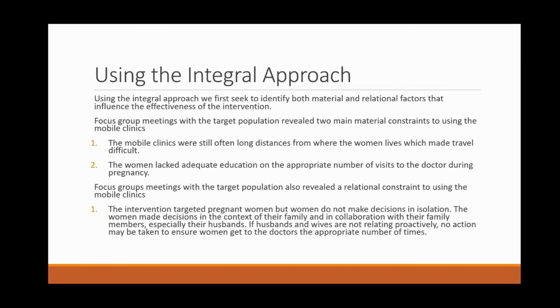And so the women are not making decisions in radical isolation, but their decisions are influenced by the way in which their husbands are relating to them and the way in which they're relating to their husbands. And so there's a relational constraint on the utilization of these mobile clinics. And if we are able to help the members of the household, husbands and wives, to be proactive and participatory, we might help mobilize the whole family to be able to make it to those mobile clinics.